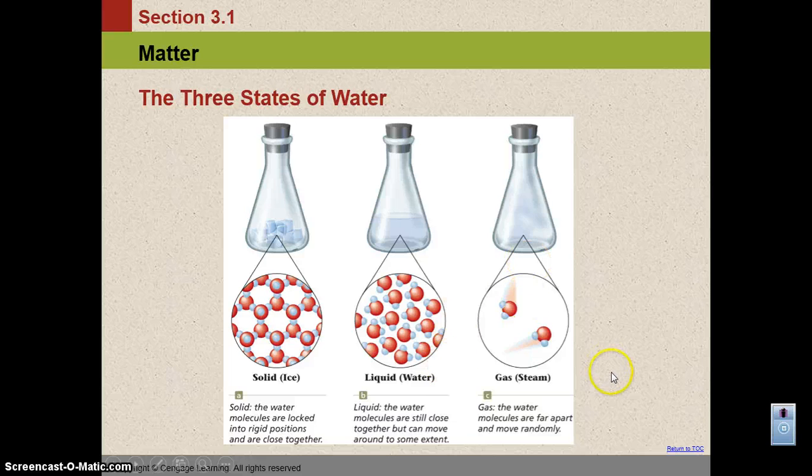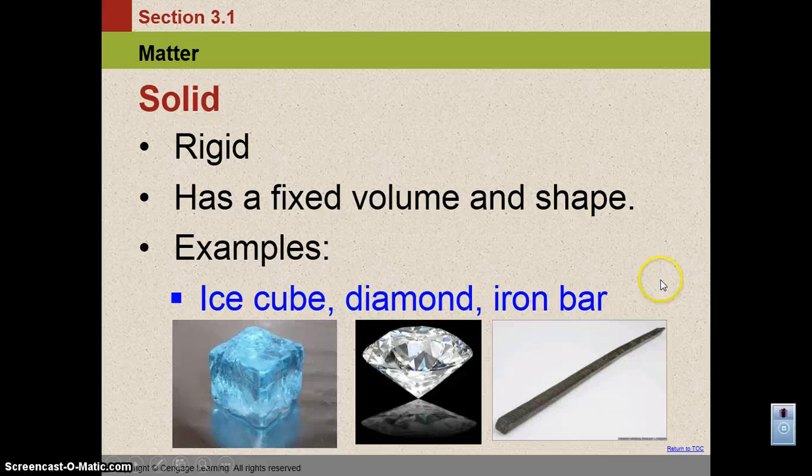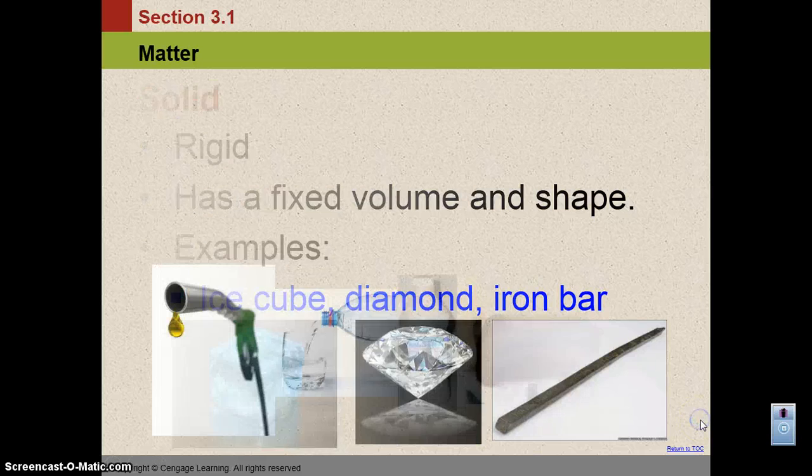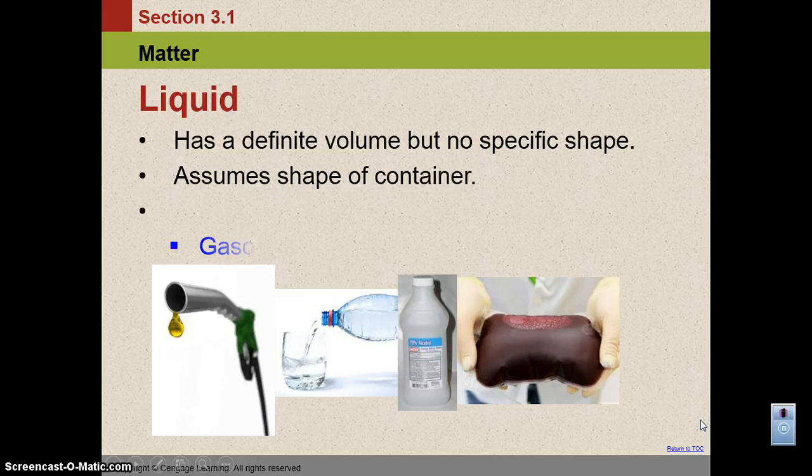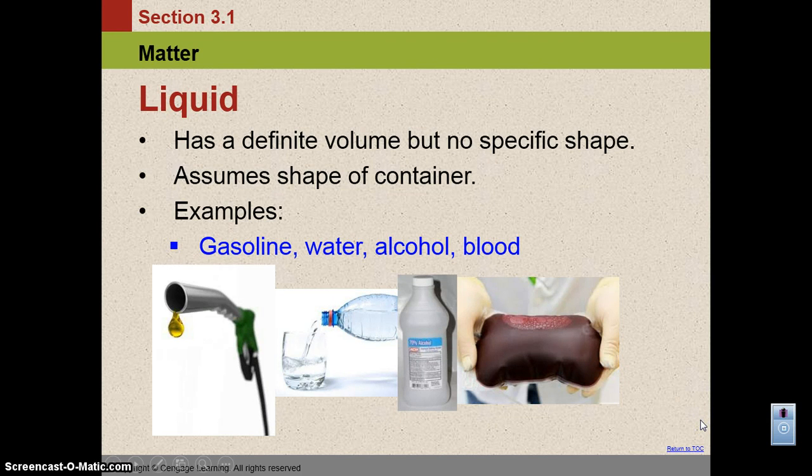So you know, because you're familiar with this, that a solid is rigid. It has a fixed volume and shape, and an ice cube, a diamond, an iron bar, those are examples of solids. And I know this seems very elementary, so it'll just be a quick review. We know that liquids have a definite volume, but they don't have a specific shape because they're going to take the shape of the containers.